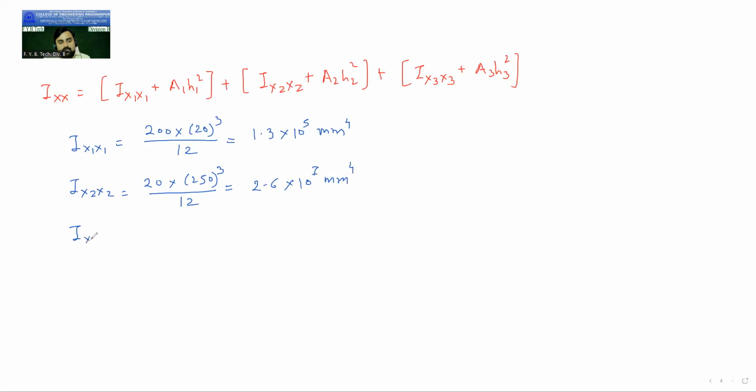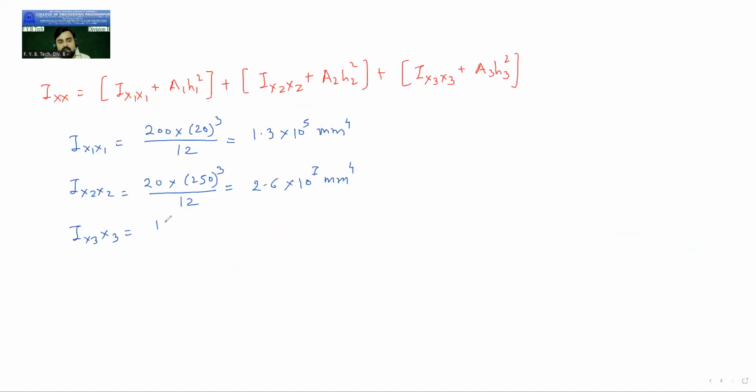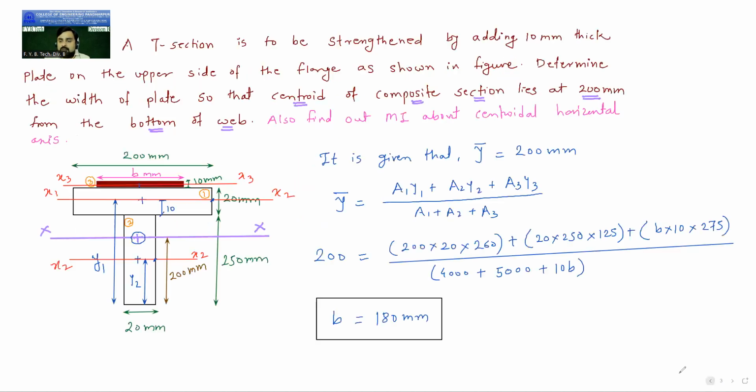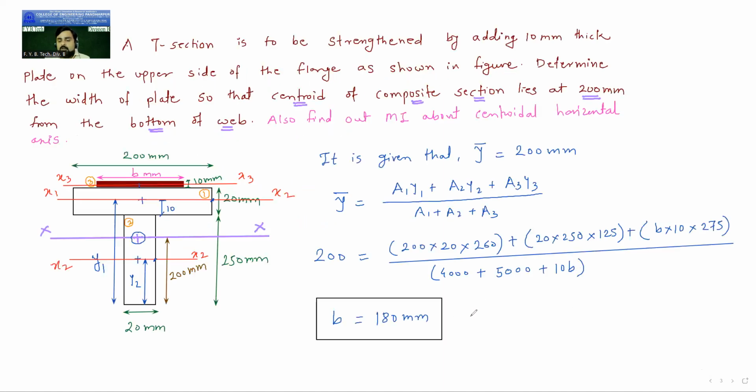And finally, x3 is the plate. Now you know the width is 180, so B is 180 and the thickness is 10. X3 axis is cutting the dimension 10, so it is 180 into 10 cube divided by 12. It is 15,000, so 15 into 10 raised to 3 mm raised to 4. A1, A2, A3 you have already calculated; just for A3 you have to put 180 instead of B.